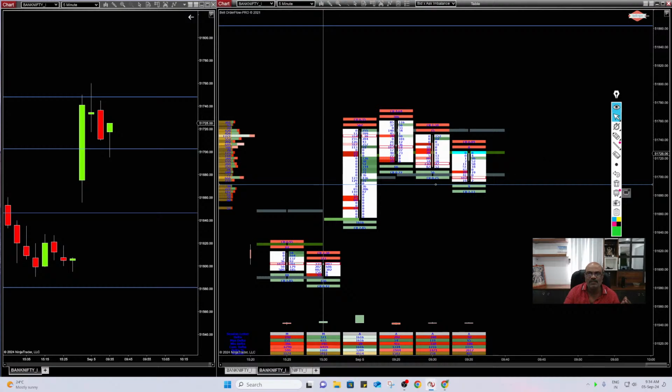The first candle went up. That is the move we are expecting after the closing of this candle. If it crosses this first candle high, the market will go to 51,800. This is a futures chart.